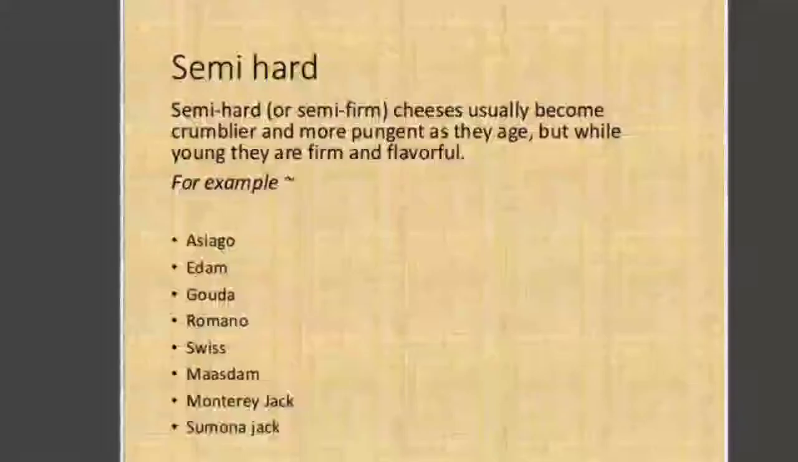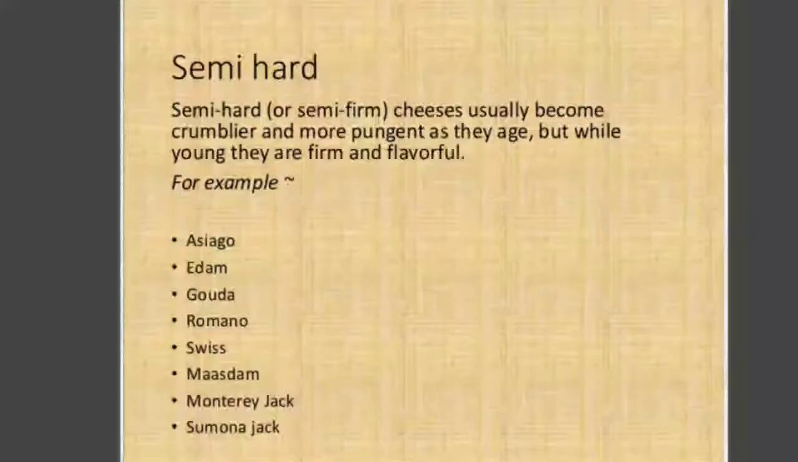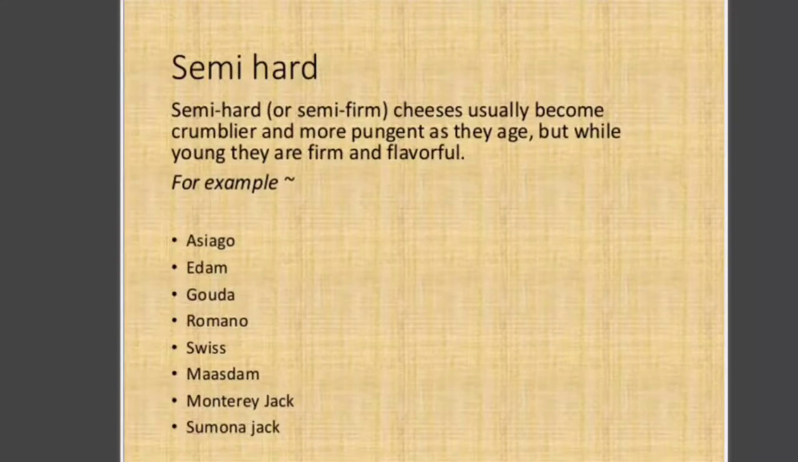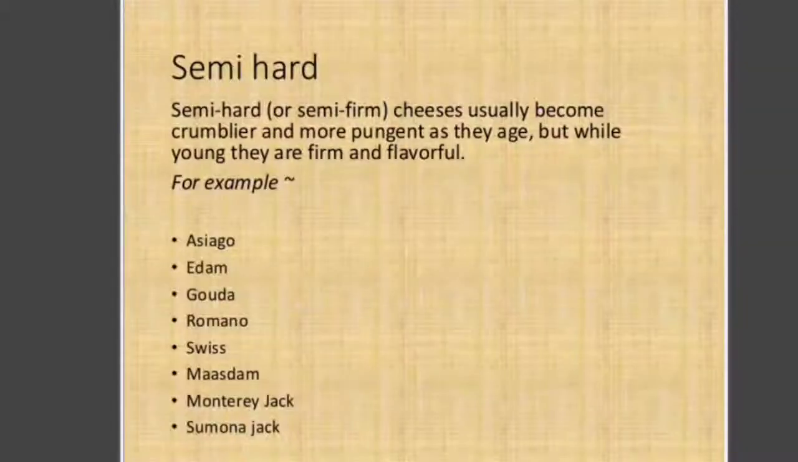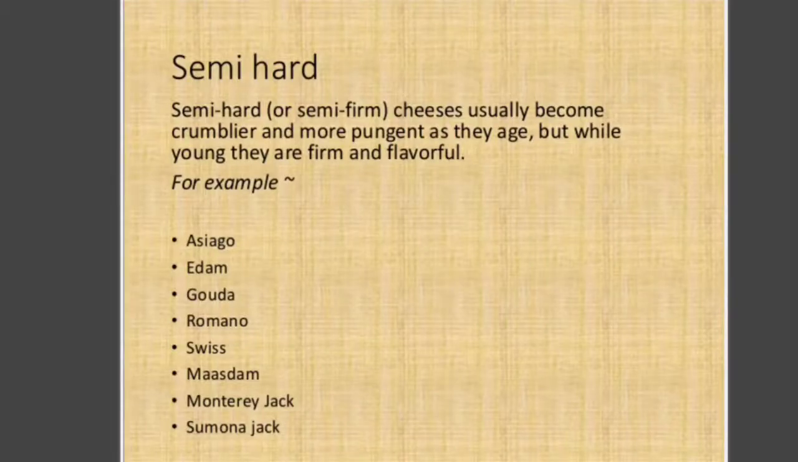Then next is semi-hard. Semi-hard cheeses usually become crumblier and more pungent as they age, but while young they are firm and flavorful. For example, Asiago, Edam, Gouda, Romano, Swiss, Maasdam, Monterey Jack, Sonoma Jack.